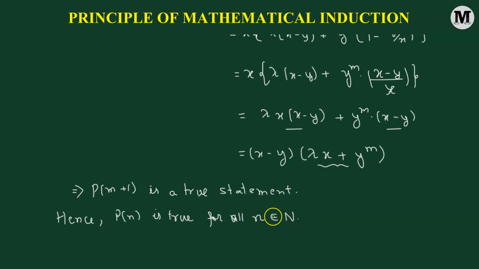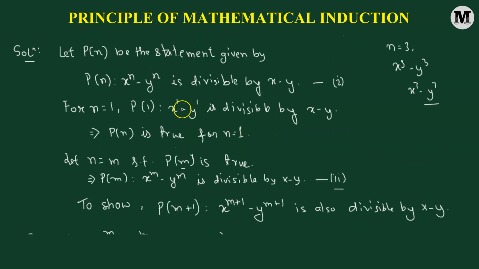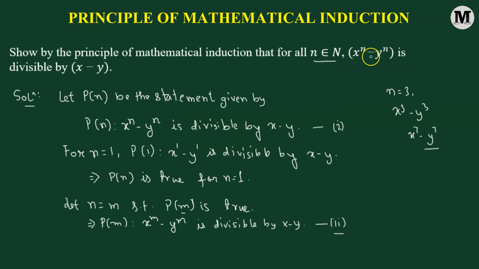So for any natural number that we took, the statement p of n, which is defined as x raised to the power of n minus y raised to the power of n is divisible by x minus y, is always going to be a true statement. So here we have successfully used the principle of mathematical induction to verify our case.